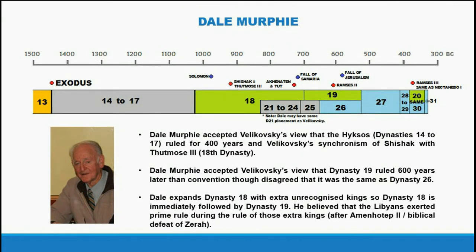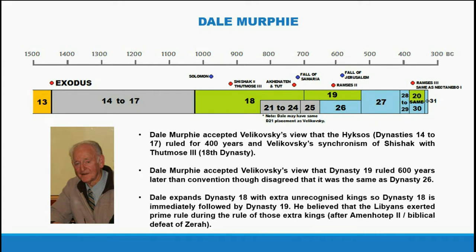Now our last chronology is that of David Down Murphy, who accepted Velikovsky's view that the Hyksos, Dynasties 14 to 17, ruled for 400 years, and also his synchronism of Shishak with Thutmose III of the 18th dynasty. Dale Murphy also accepted Velikovsky's view that Dynasty 19 ruled 600 years later than the conventional view, though disagreed it was the same as Dynasty 26.